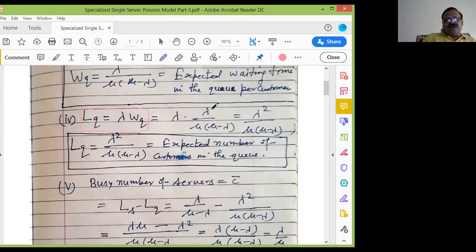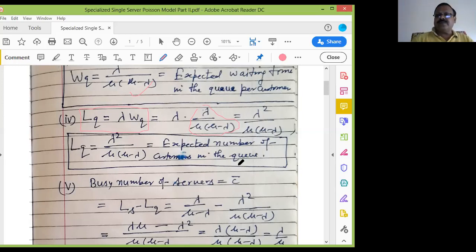So we have substituted the value just now computed. You have seen this part. So Wq is lambda upon mu minus lambda, and Lq is equal to lambda square upon mu into mu minus lambda, and this is known as the expected number of customers in the queue.